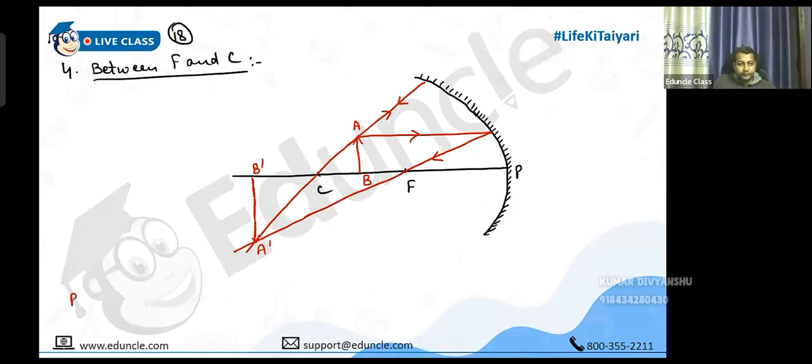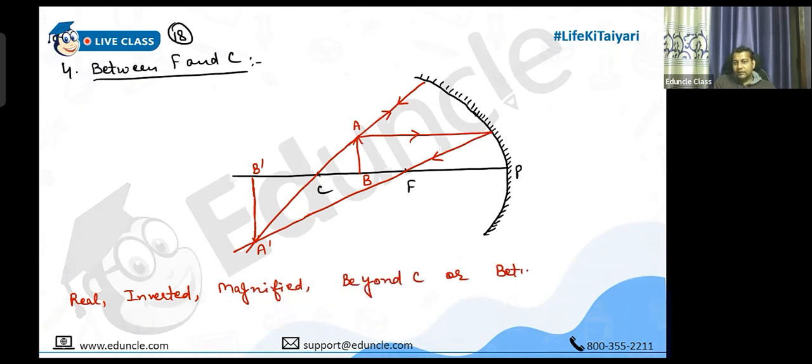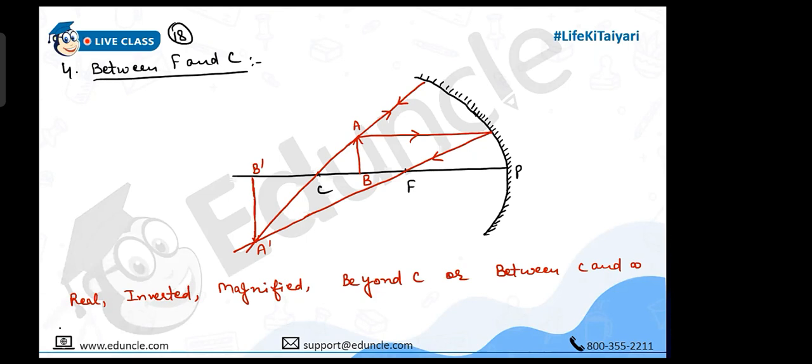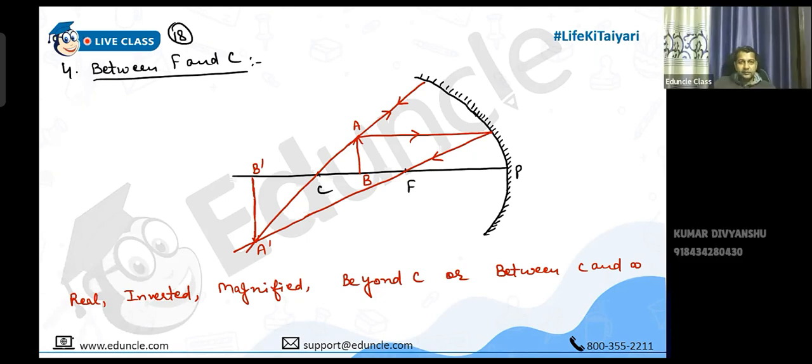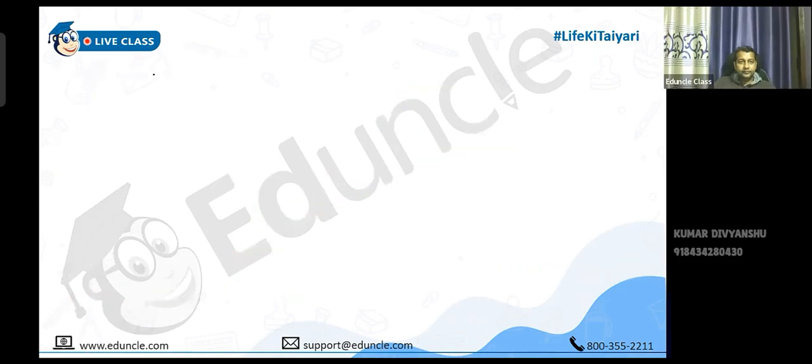Okay. Real, inverted, magnified, or enlarged. Beyond C, or between C and infinity, you can write. Beyond C means anywhere between C and infinity. Clear? Yes. Now we can place the object at F and between P and F. We are left with two cases. Now the image will be formed at infinity.